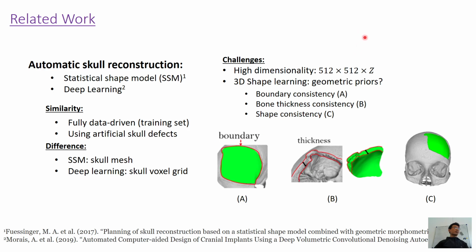The challenges of using deep learning-based methods for skull reconstruction lie primarily in two aspects. First, the skulls segmented from head CT are of high dimension, usually 512 times 512 times the number of slices. Second, the cranial implant has to be consistent with the defective skulls in terms of the defect boundary, bone thickness, and shape. The shape of the implant should be consistent with the remaining portion of the skull so that the implanted skull can look like a normal one. It is difficult to learn high-dimensional shape in a fully data-driven manner, and the previous publications regarding shape reconstruction usually rely on the geometric priors of the shape.